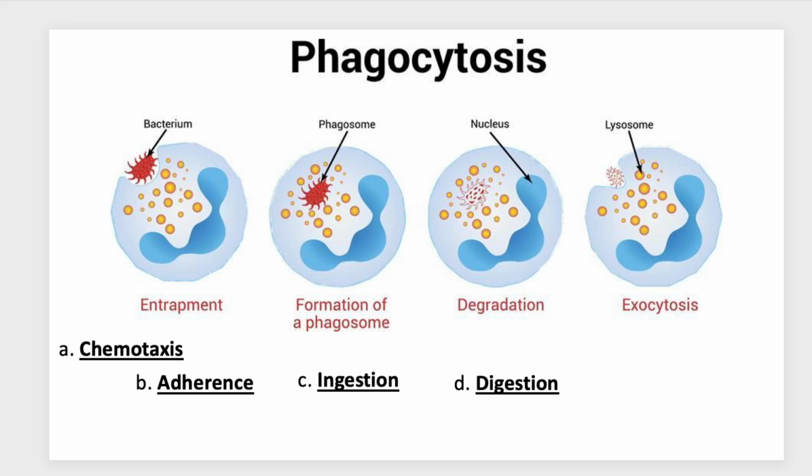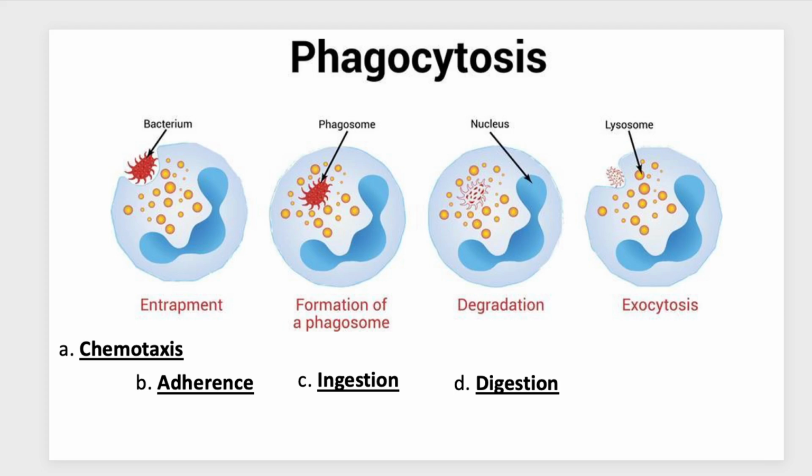So for phagocytosis, what that process looks like is it's going to start with what we call chemotaxis. And chemotaxis is attraction. So it's the phagocytes' attraction to the microbes by following the chemicals. Once it gets there, it has to adhere. So this would be attachment of the phagocytes' plasma membrane to the microbe. And then it will ingest it and then digest it.